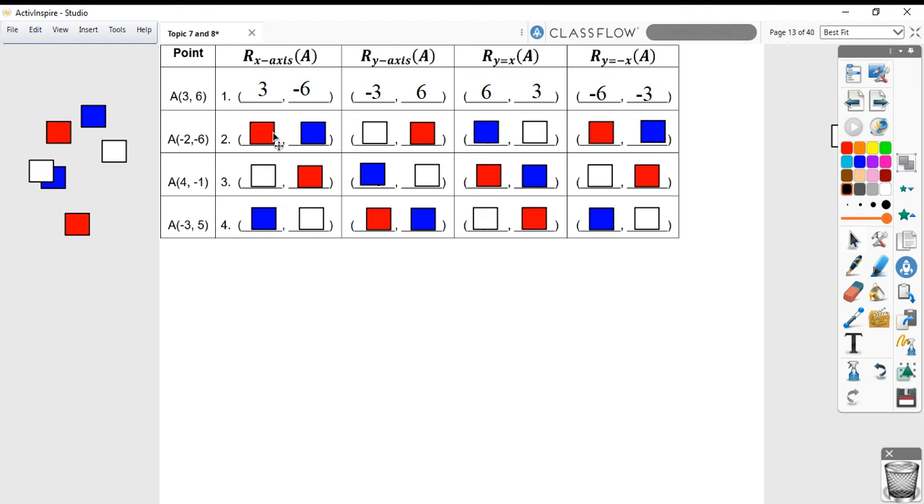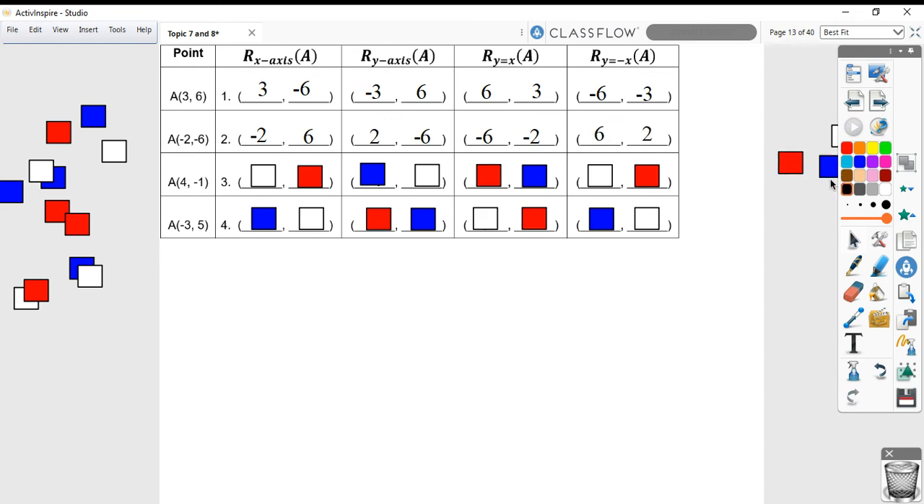If we're flipping over the x-axis, x is the same, but y changes. So we got -2 still, but it turns into +6. If we're flipping over the y-axis, we keep the y value, but we change the x value, so (+2, -6). If we are flipping over this one, we trade places. (-2, -6) becomes (-6, -2). If we're flipping over y equals -x, look for that negative sign right here in the notation, and that's what'll do it. You will trade places and change signs. So (+6, +2).